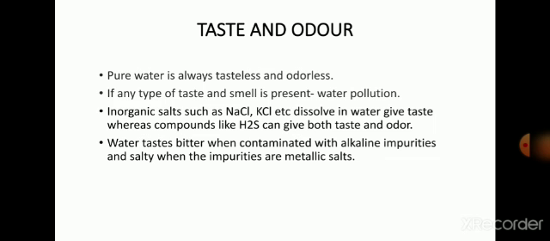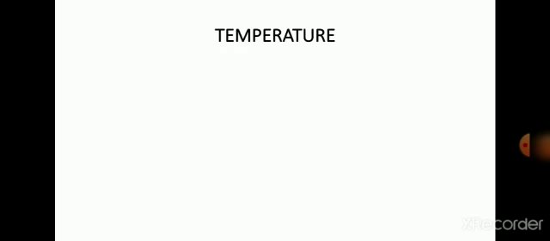Now, here I'd like to discuss two terms associated with it, which are odor intensity and threshold odor number. Odor intensity is the extent of taste or odor present in a particular sample of water, and threshold odor number is the number of times the sample of water is diluted. For public water supplies, the threshold number should be about 1 and it should not exceed 3. Now, moving on, the next physical characteristic of water is temperature.